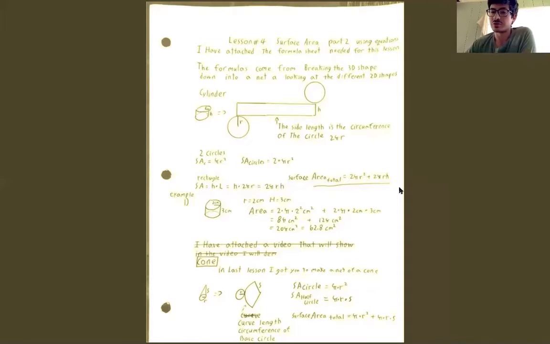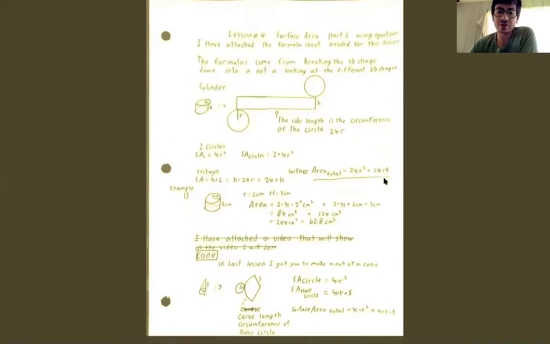And then we get a total surface area. When we're taking area of 2 or more shapes, we just want to add them together. So we get a total area is 2 pi r squared, which is going to be our top and bottom again, and then plus 2 pi r times h, which is going to be our rectangle.